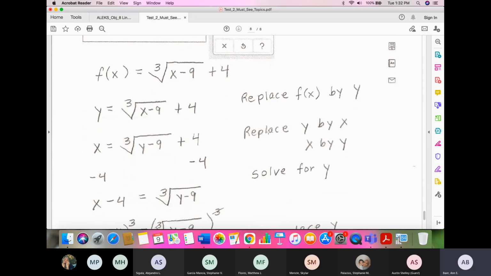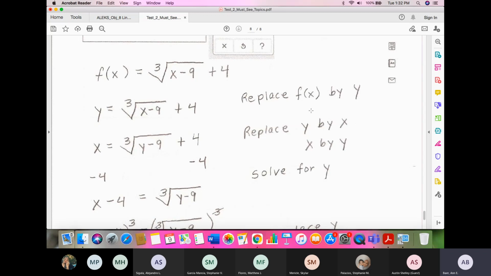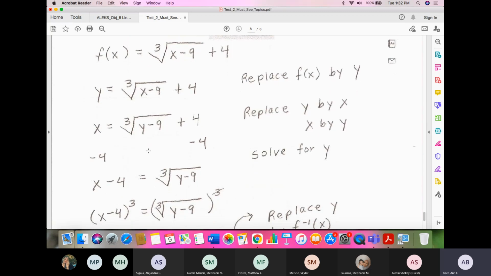This is the most important step of all. You want to replace the y by x and the x by y, because when we find inverses, the x becomes y and the y becomes x. So we're going to take the y and replace it by x. We're going to take the x and replace it by y. And that's all we've done in this step.